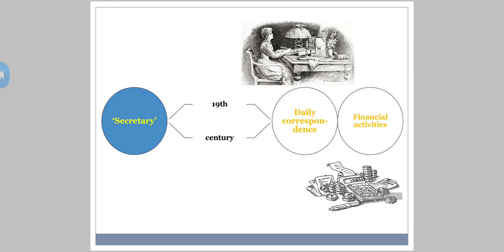Now, daily correspondence means writing. Okay, daily correspondence means to provide something in writing to another person, or I can say you are writing for the other person or on someone's behalf. In the 19th century, secretary was a person who used to do daily correspondence and the financial activities for the other person.